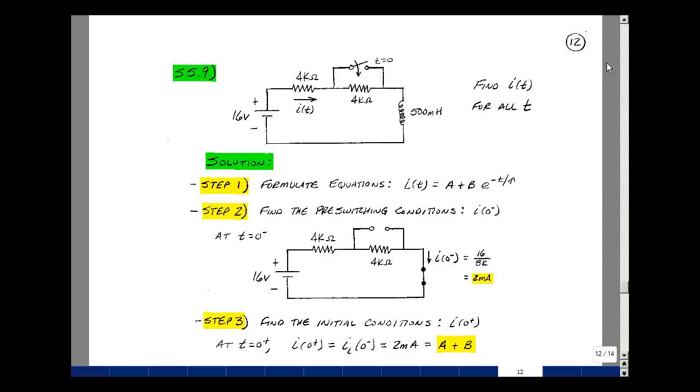So let's then deal with supplemental problem 5.9. You can find this problem in the course ebook in the Chapter 5 Supplemental Problems on page 12. Given this one inductor circuit with a switch, can you find the current I of t for all time?